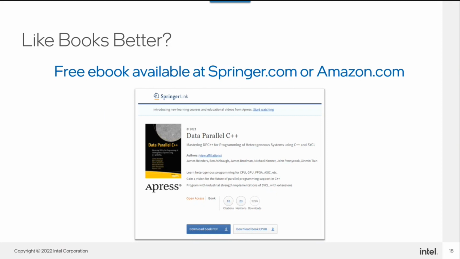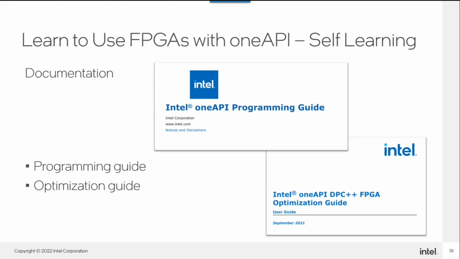So now let's say you've gotten DPC++ out of the way. Now you want to use it with FPGAs. You could attempt self-learning, and that would involve taking a copy of some of our documentation, such as the programming guide and the optimization guide. With these two, you can pretty much read your way through and start learning on your own how to use oneAPI with Intel FPGAs.